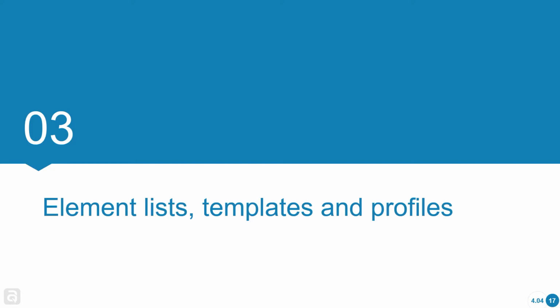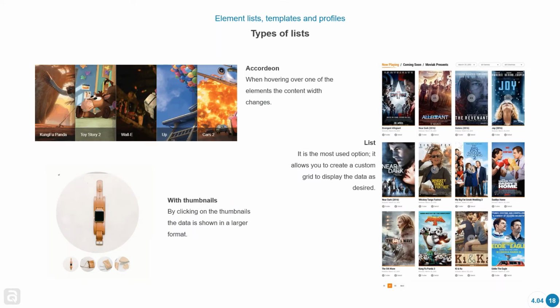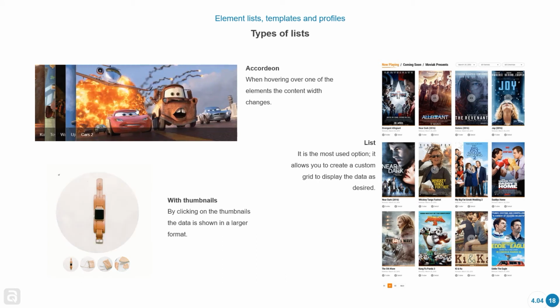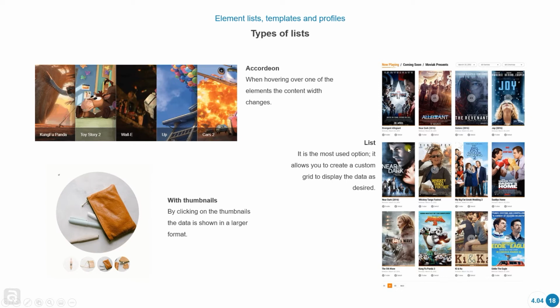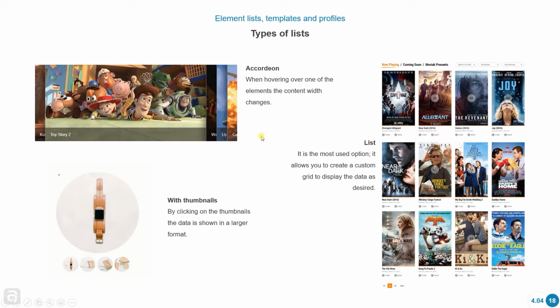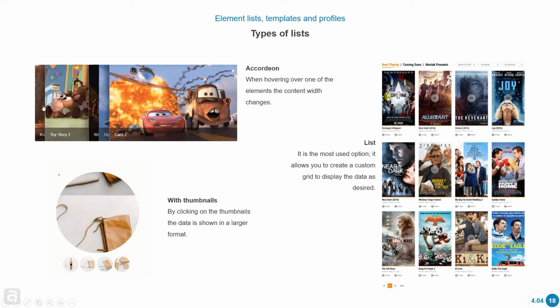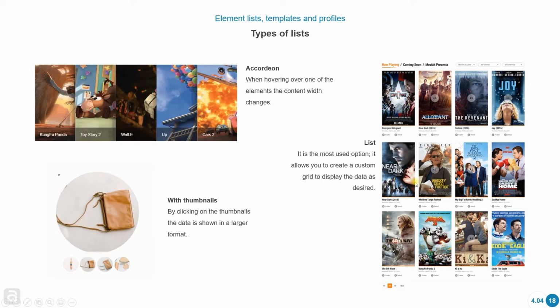Elements list, templates, and profiles. There's different types of lists that we can create. We can create an accordion list, so when we hover over a certain element, it displays it in a bigger space. We can also create maybe a normal list where we're just displaying rows and columns of elements.